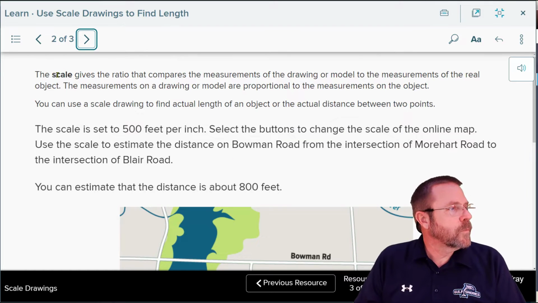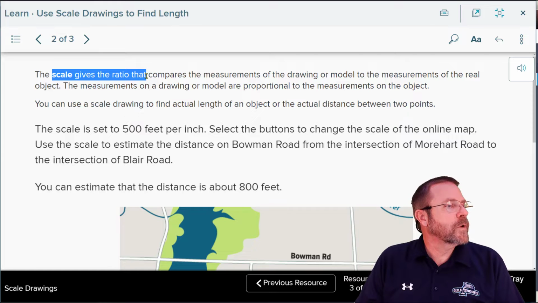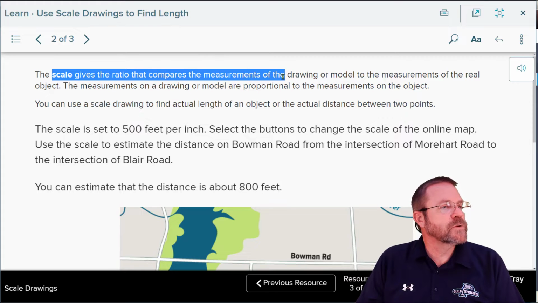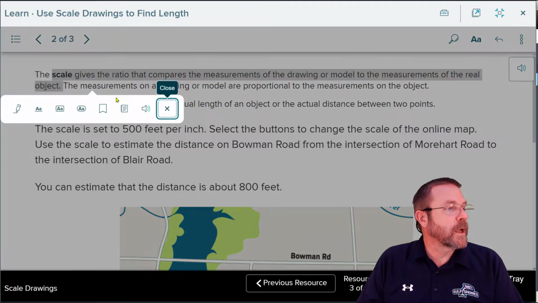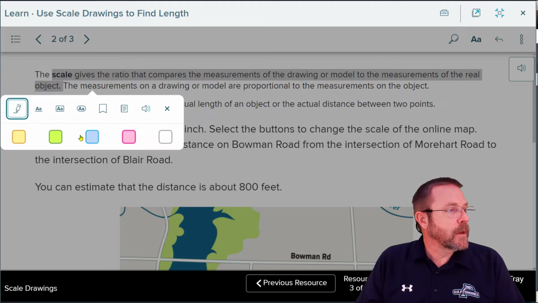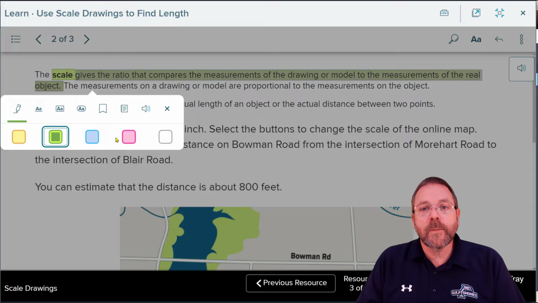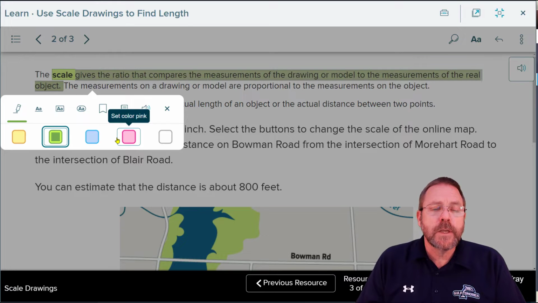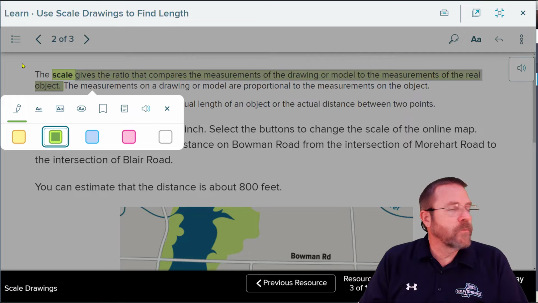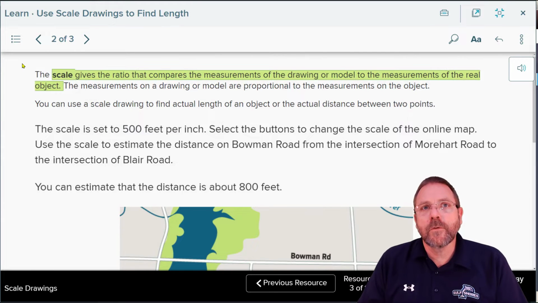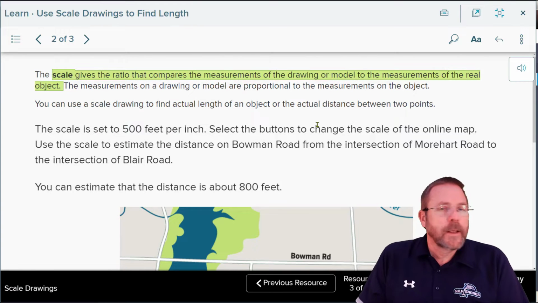Our next vocab word is scale. Scale gives you a ratio that compares the measurements of a drawing or model to the measurements of a real-life object. Hanging in my classroom, I've got some old models that I built way back when I was y'all's age, and I always used a 1/48 scale where every 1 inch on the model related to 48 inches on the real plane. Every 1 foot on the model was 48 feet on the real plane. Kind of gives you some perspective for how large those really were.